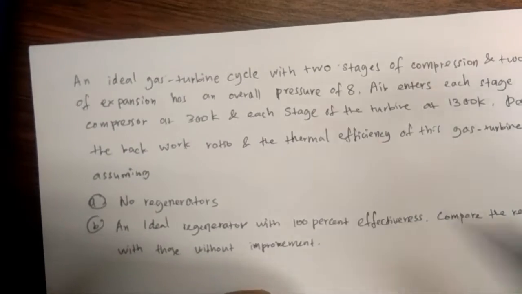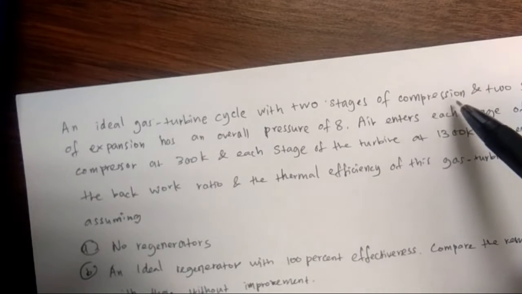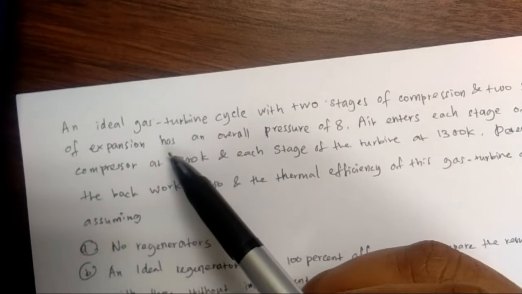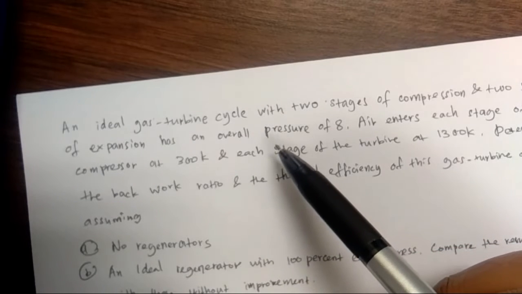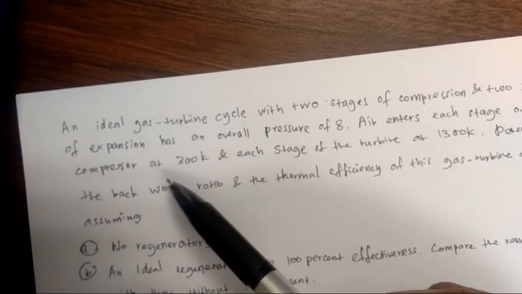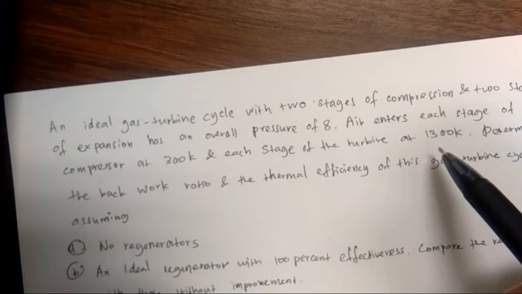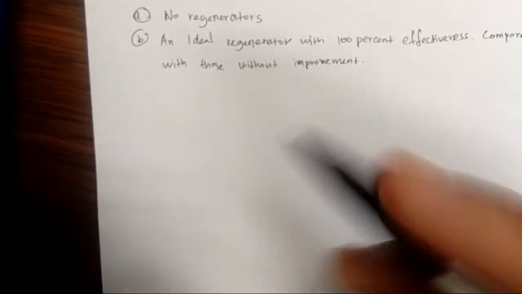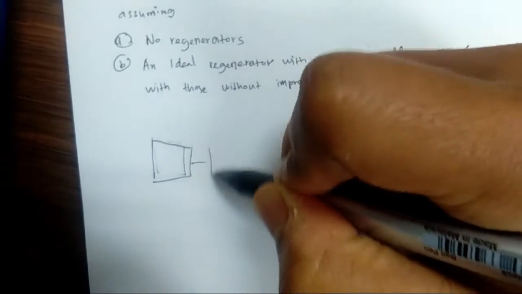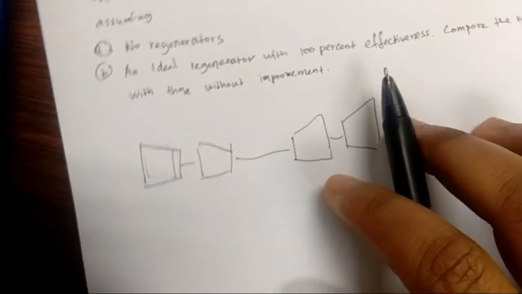Now let's look at a problem here. Let's say an ideal gas turbine cycle with two stages of compression, which means there are two compressors, and two stages of expansion, two turbines, has an overall pressure ratio of 8. Air enters each stage of the compressor at 300 Kelvin and each stage of the turbine at 1300 Kelvin, which means there are two compressors here and two stages of turbine here.